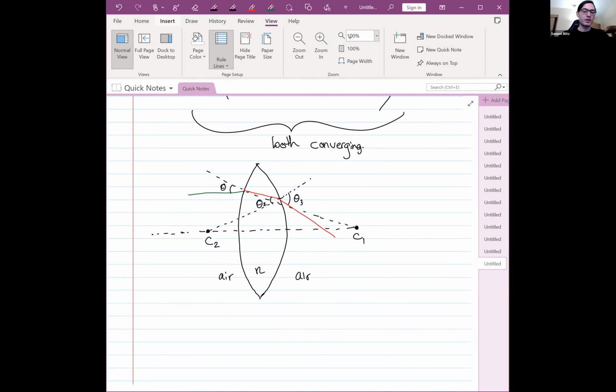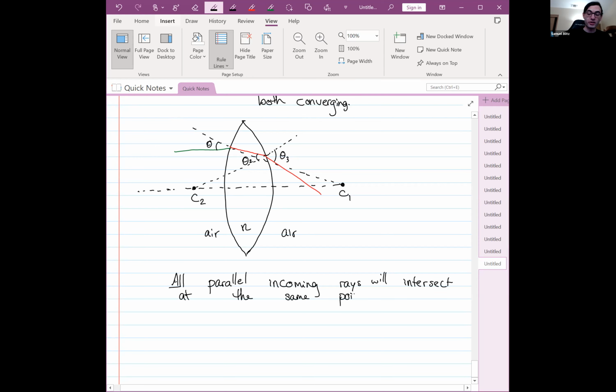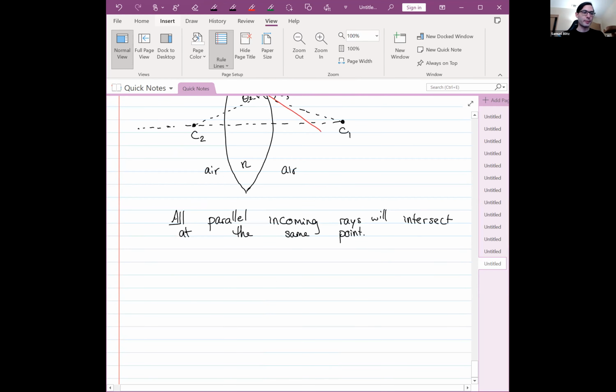Now, as with a mirror or a single refraction interface, like we saw above, all parallel incoming rays will intersect at the same point. That's just true. You'd have to get out a protractor and do this right, but this is something that would happen. And indeed, that point is the focal point of the lens.